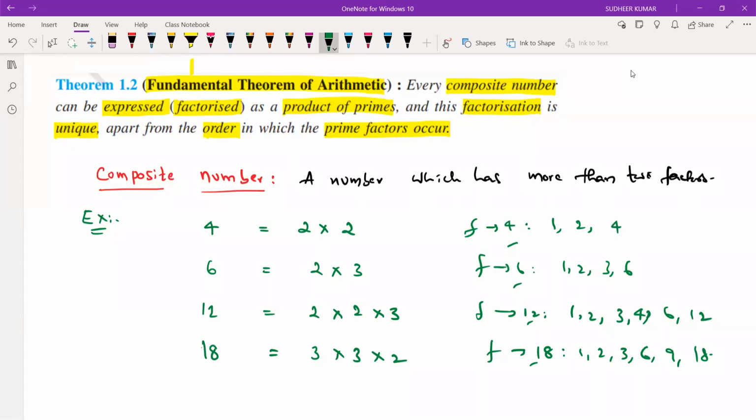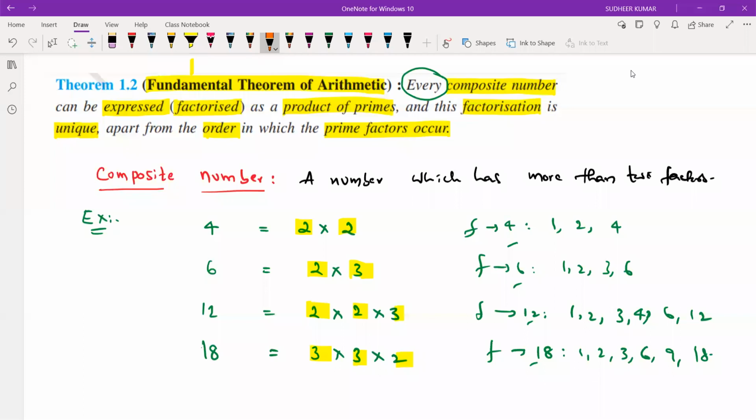Now express them. Every composite number can be expressed as a product of primes. 2 and 2 are prime numbers only. 2 and 3 are prime numbers. So did we express it or not? Yes, sir, every composite number can be expressed as a product of primes. So the first condition is satisfied. And this factorization is unique.